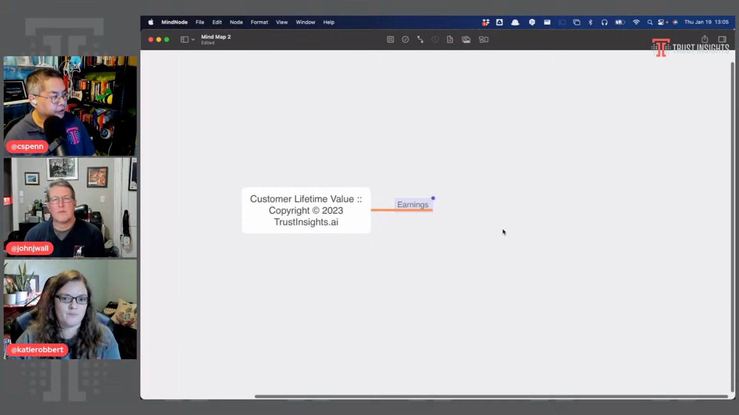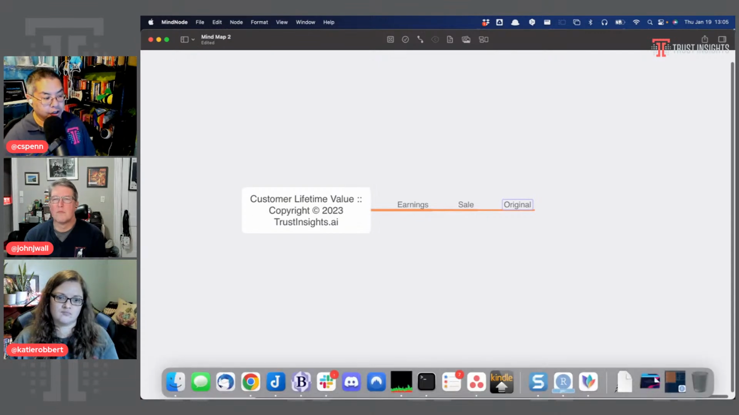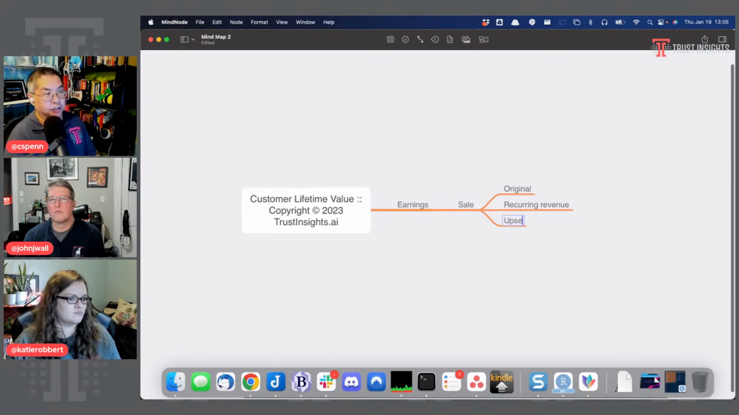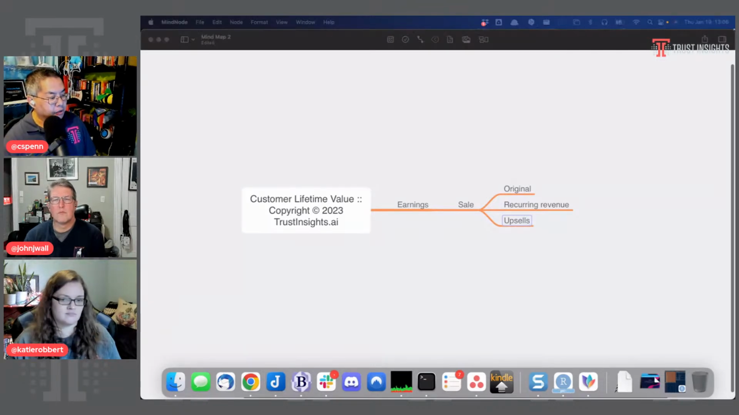Got it. Okay, so let's start with earnings. We obviously have a sale, what a customer pays us, and so you have your original sale. That's the money you make on the sale. You will also, as you pointed out, Katie, sometimes have recurring revenue, ongoing contracts. You will also probably have upsells at some point, and all that gets bundled together in terms of what you can earn from a customer. Is that all?